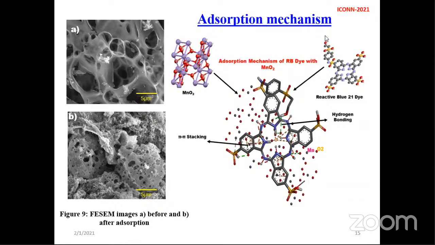And the second one, which is the mechanism here: we have done some theoretical study to know the mechanism of the reactive blue dye with MnO2, where pi-pi stacking and hydrogen bonding were present. Pi-pi stacking means the pi bonds of the aromatic ring present in the dye molecule interact with the vacant d orbitals of the manganese. There is also hydrogen bonding between the SO3H group, the sulfonic acid group present in the dye, and the oxygen atoms of the manganese. This interaction is why the adsorption was going on visibly.